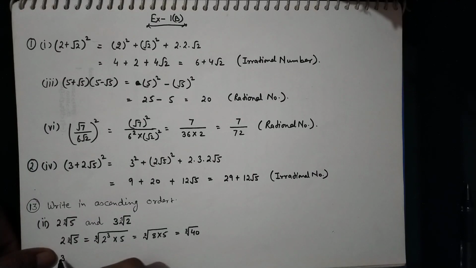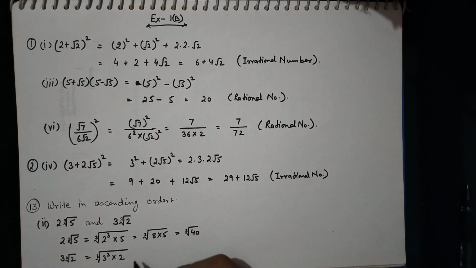And now let's see the other number, that is this one. This is 3 within a cube root 2. So this can be written as 3 cube into 2, and this 3 cube will be equal to 27 into 2, and that is equal to cube root 54.